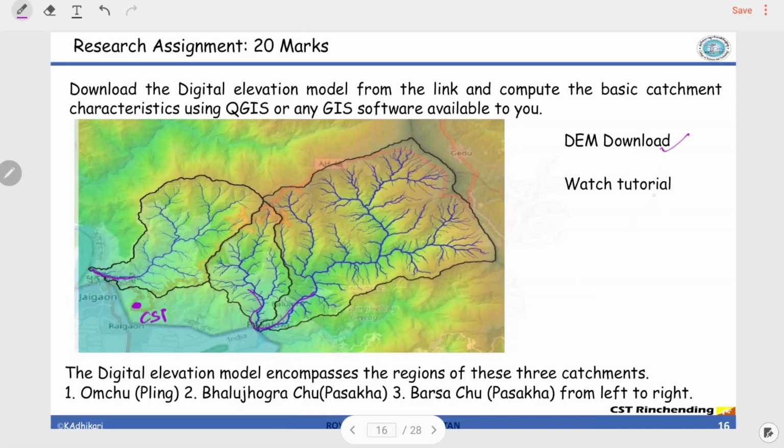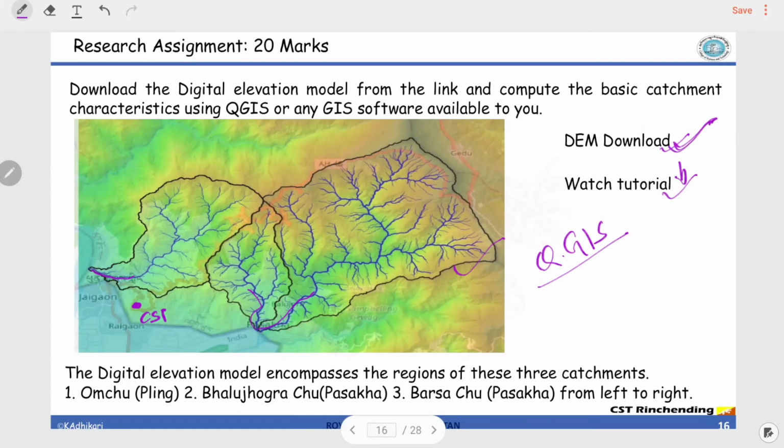I have also attached a YouTube tutorial on how to do the catchment delineation. So it is going to be very interesting. You try it, it will take no more than 30 minutes. Download the DEM. You may not be able to open this DEM on your cell phone, so download it on your computer. Install QGIS. I have done this in QGIS. It is free and open source software. This is the only data required. Watch this tutorial and follow along with it.